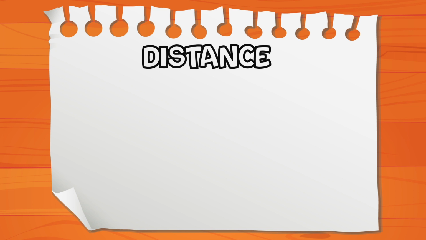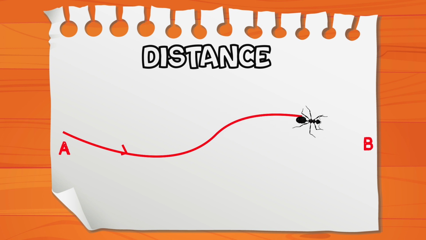Distance is the full length covered by a moving object from one point to another. Here, the ant moves from point A to B. So, the distance covered by the ant is the length of the path it took to reach point B from point A.